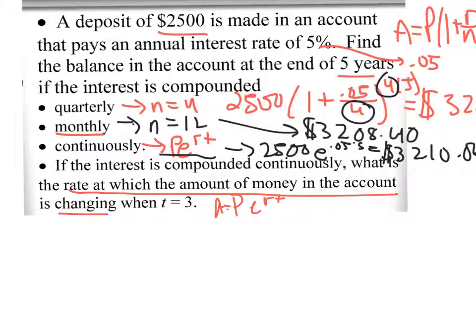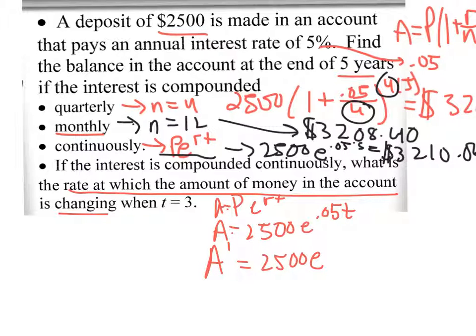So first, let's plug in some values we know. It's going to be A equals 2,500 e to the 0.05 times t. But now we want to take the derivative of that, okay, because it's rate of change. So A prime equals 2,500 e to the 0.05t, but times the derivative of that exponent, so times 0.05. So that ends up simplifying to about 125 e to the 0.05t.